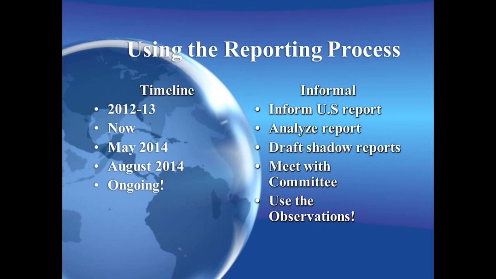So for us as advocates, we've already missed our window to actually inform the U.S. report, although this is a periodic process and that opportunity will come up again. But what we should be doing right now is analyzing the U.S. report, drafting our shadow reports to inform the committee's advocacy and questions with the U.S. government in Geneva, meeting with them in August, and then continuing to use the observations throughout the next 4 years as part of our own advocacy.